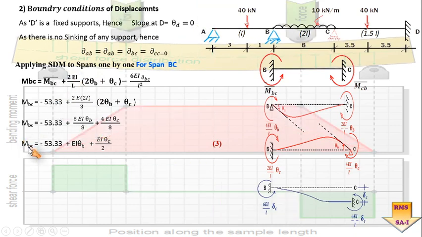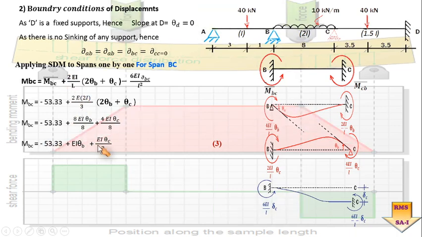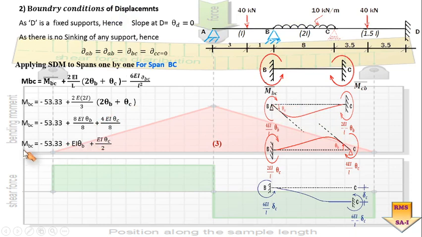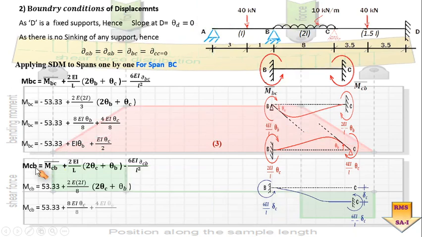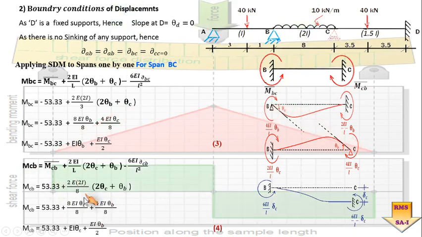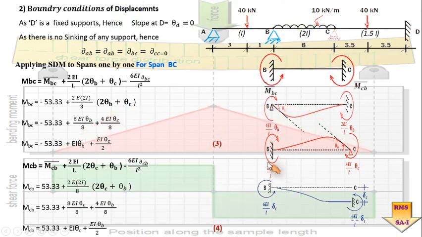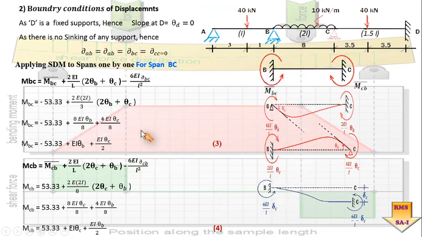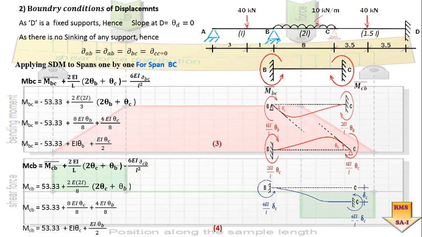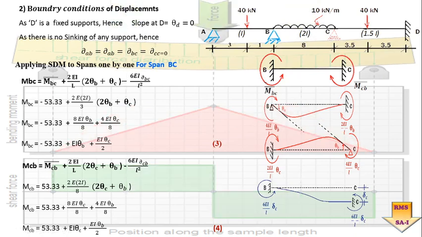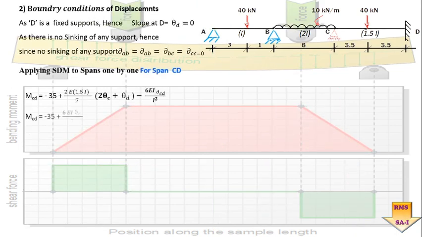And after putting all these values into the governing equation of slope deflection, we have come up with the third equation, which is for MBC. Similarly, for the fourth equation, that it will be MCB, that also we have worked out from the same logic at an appropriate end. Is it okay? So this is how we have done the compilation of a slope deflection equation with the boundary condition and the fixed end moment. Now the last span is CD span.